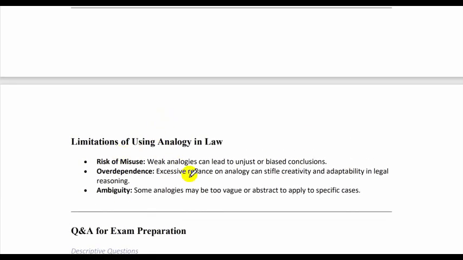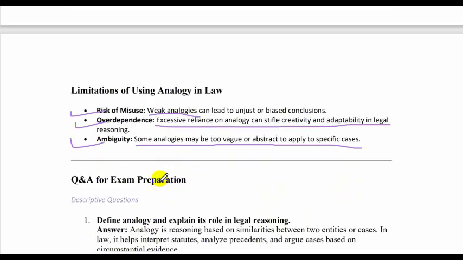Limitations of using analogy in law. There is a risk of misuse, there is overdependence, and ambiguity. When we use analogy, if the analogy is weak, it can lead to unjust or biased conclusions. Excessive reliance on analogy can stifle creativity and adaptability in legal reasoning. Some analogies may be too vague or abstract to apply to specific cases.